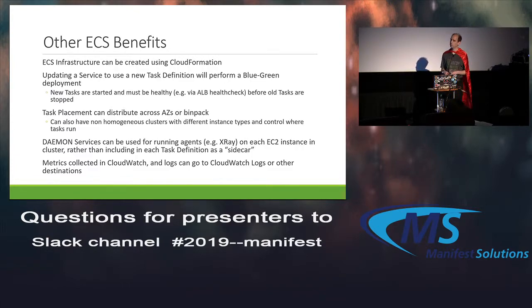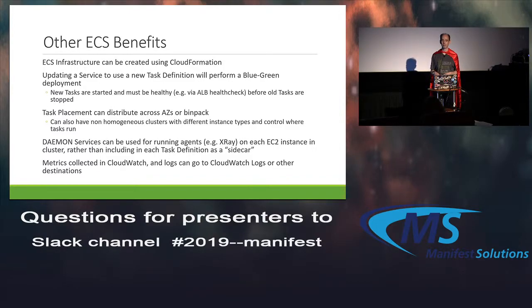You can place your tasks in different ways. So you've got a couple of different options here. You might spread them across availability zones, and that gives you better high availability should an entire availability zone go down. Or you might want to bin pack things and crush them together on as few EC2 instances as possible.